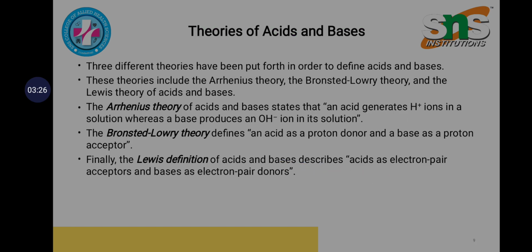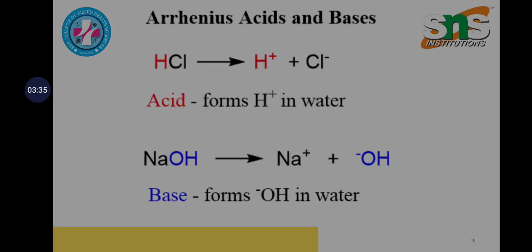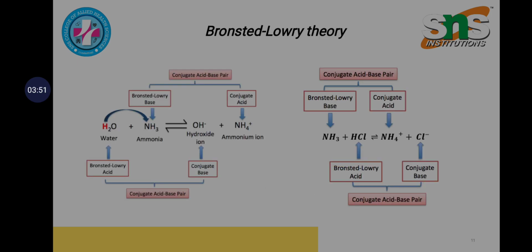And coming to the theories, there are mainly three theories of acids and bases. The first one is Arrhenius theory, then Bronsted-Lowry theory, and the Lewis definition. In Arrhenius theory, an acid forms H plus ions, and a base forms OH minus ions. So HCl gives H plus and Cl minus, and NaOH gives Na plus and OH minus.